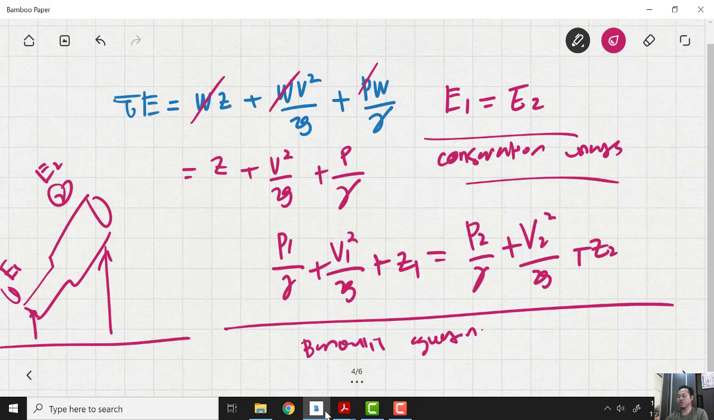We refer to this as the Bernoulli equation, where pressure at point 1 over gamma plus V1 square over 2G plus Z1 is equal to pressure at point 2 over gamma plus V2 square over 2G plus Z2. You must remember this equation. This is a very important equation that we will be using in chapters 3, 4, and also 5.